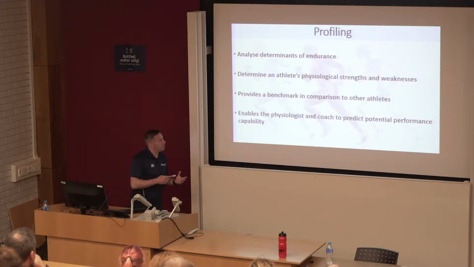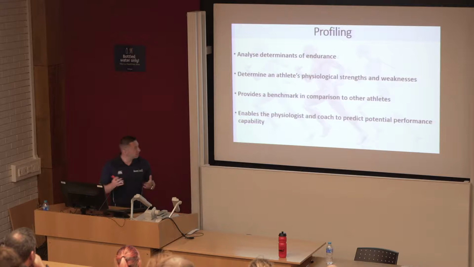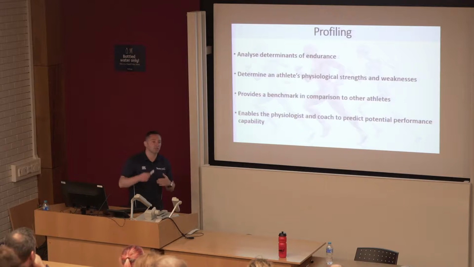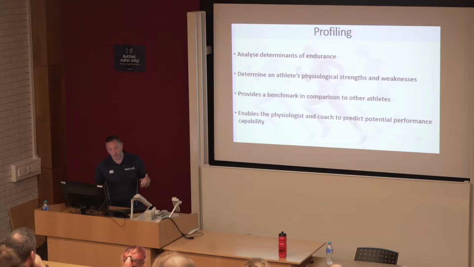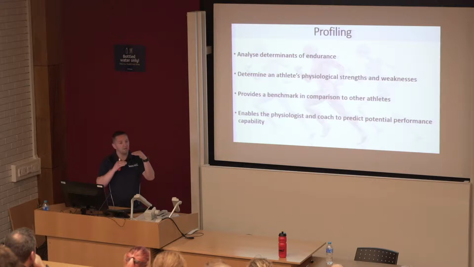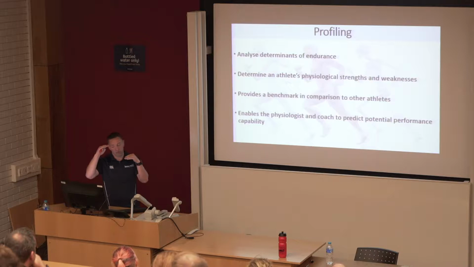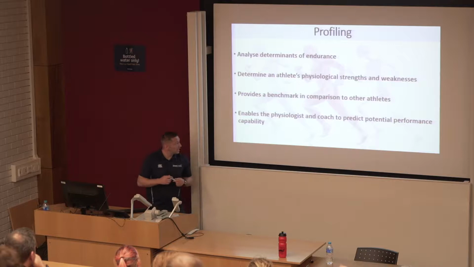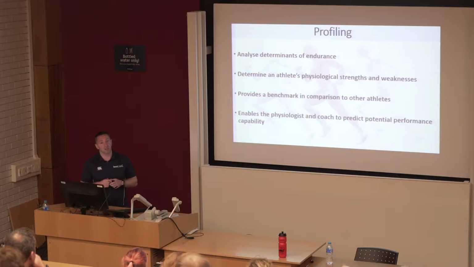There's a lot of literature out there in scientific journals of categorizations of VO2 max for elite athletes: elite marathon runners are 75 to 85 millilitres per minute per kilogram. Running economies less than 185, less than 170. Again, this allows us to provide a benchmark of where our athletes sit in relation to world champions and world record holders. And also, throughout the profiling process, it can enable the physiologist and the coach to potentially predict performance capability.